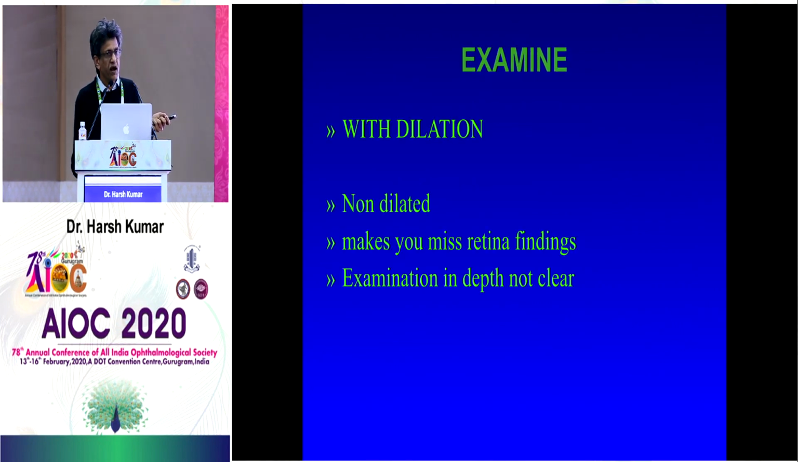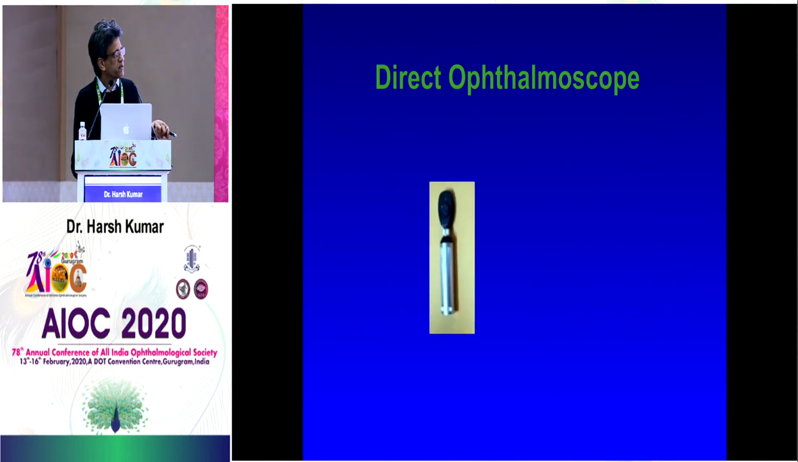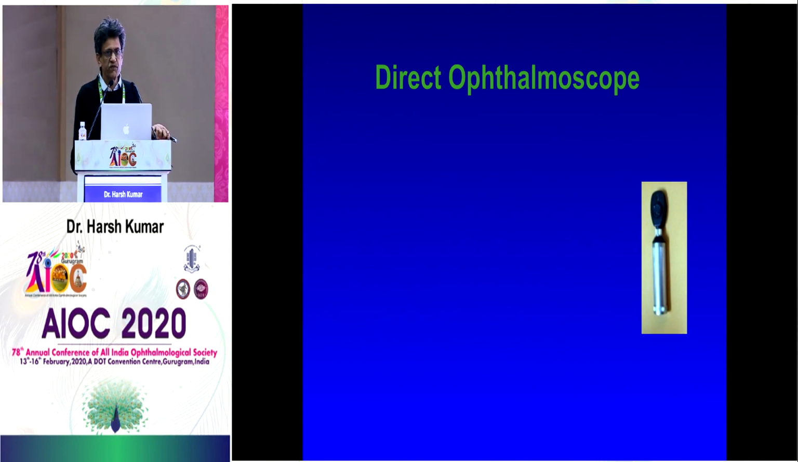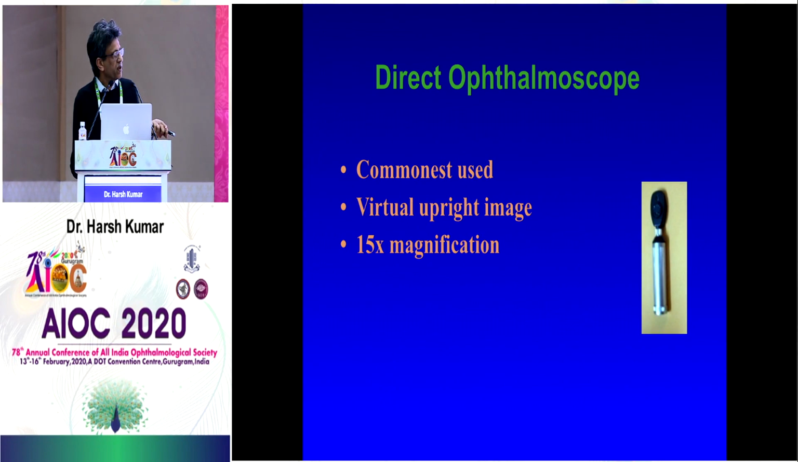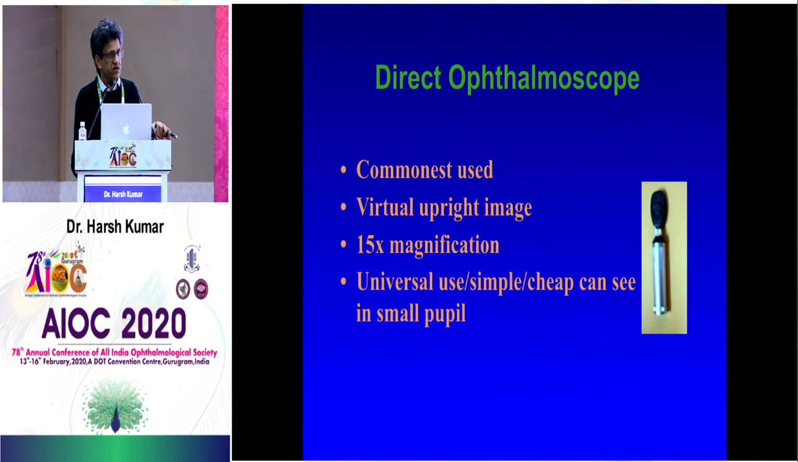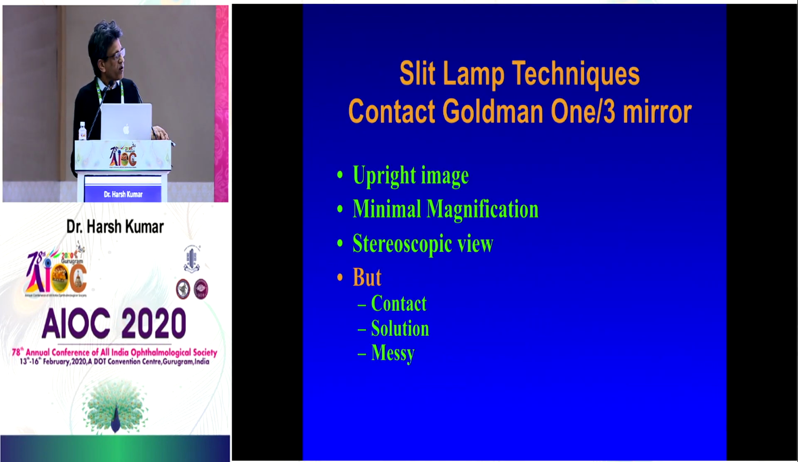So how do you examine? Obviously, the best and easiest way is the ophthalmoscope, which you can carry in your pocket. It gives a lot of magnification, almost 15x, and you get an upright image, which is good, but it is not stereoscopic, and you always want to see the depth. So lack of stereopsis is the biggest problem. You can use a 3 mirror, a 2 mirror or a 1 mirror, but that's a messy affair. You can again have a stereoscopic view.